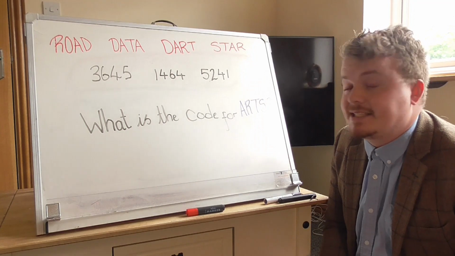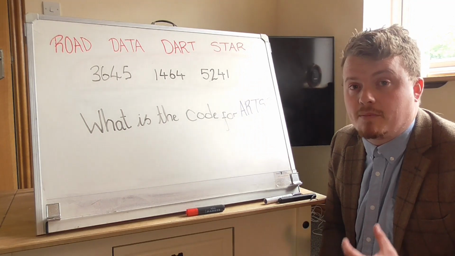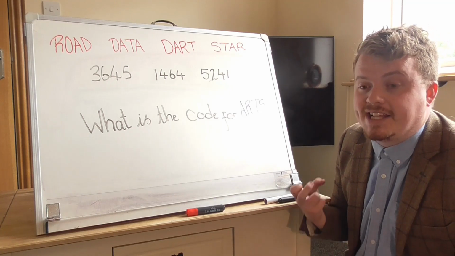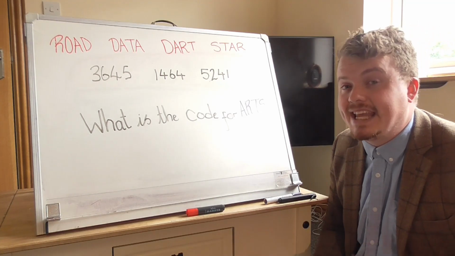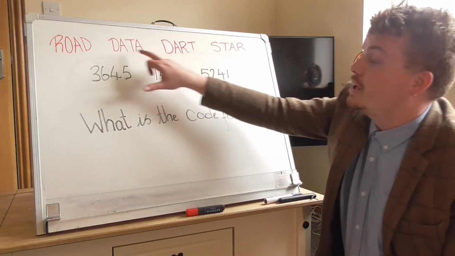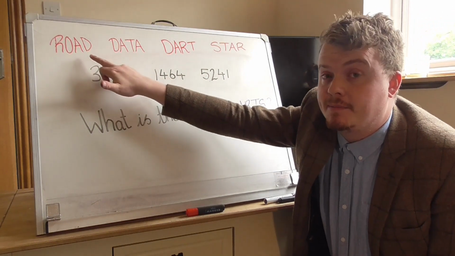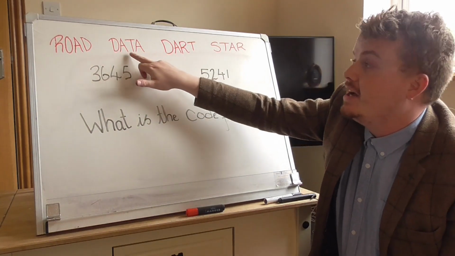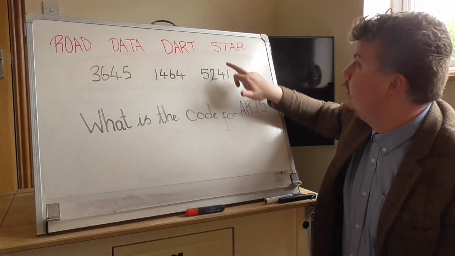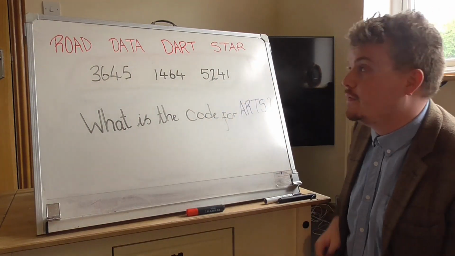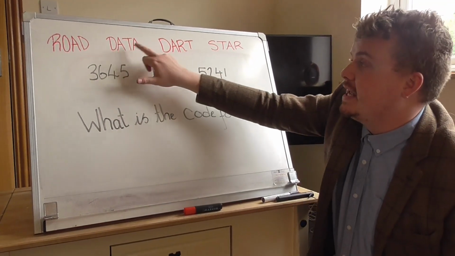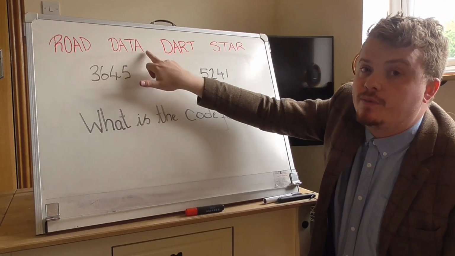is the same letter repeats itself. And when you identify that a letter has repeated itself, it suddenly gets a little bit easier to work out the codes. Let me show you what I mean. If we look at the word road, there are no letters that repeat themselves. Okay? The word data has 2 A's. In the word dart, no letter repeats itself, and in the word star, no letter repeats itself. So it's just the word data that has 2 of the same letter, A and A. The second digit's the same as the 4th digit.